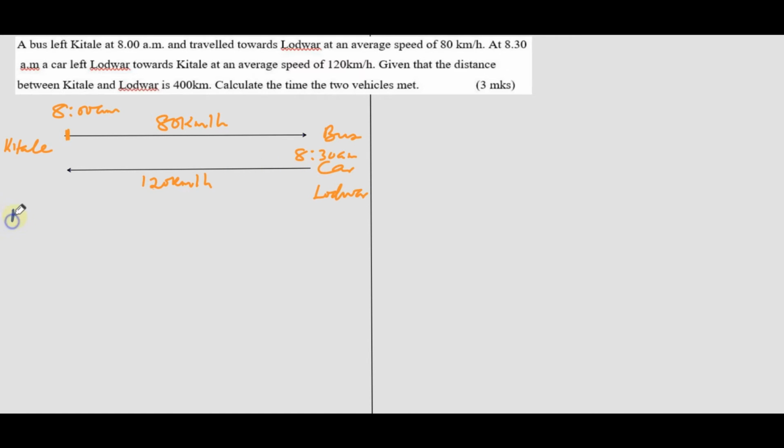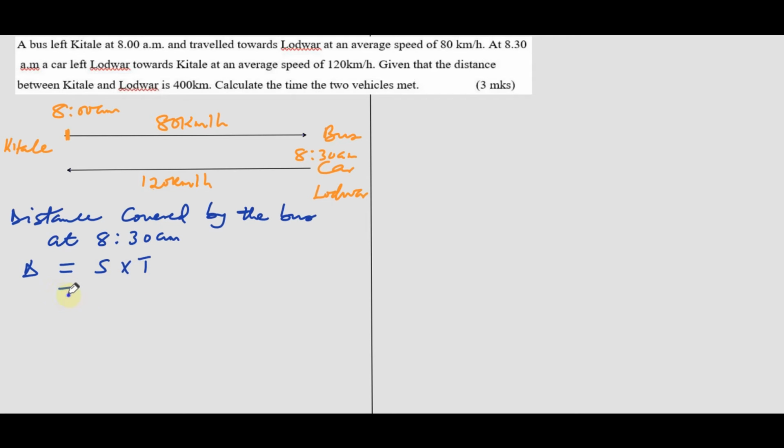So distance covered by the bus at 8:30, that is in 30 minutes, will be given by speed times time, and the speed of the bus is 80 kilometers per hour. The time to cover, from 8 to 8:30, is half an hour, and this gives 40 kilometers as the distance it had covered.